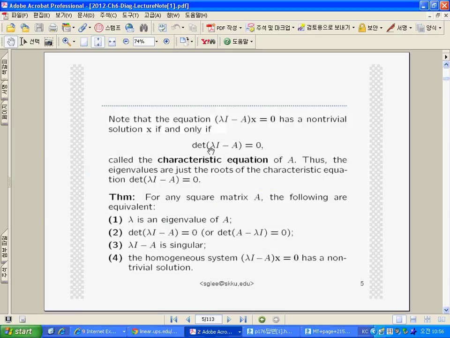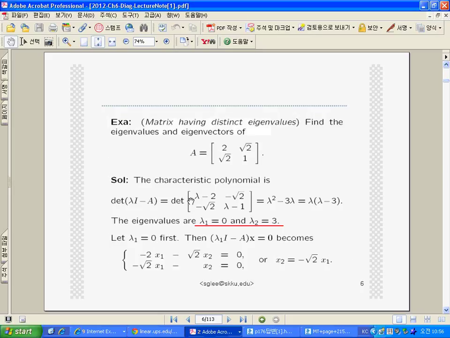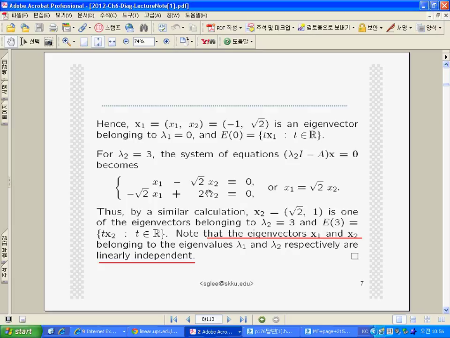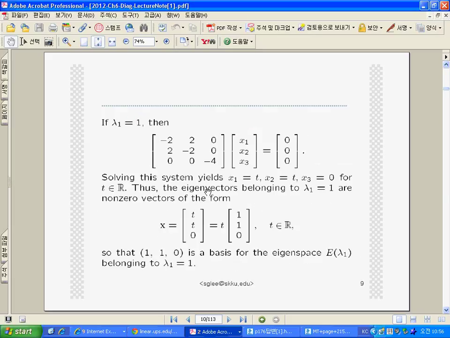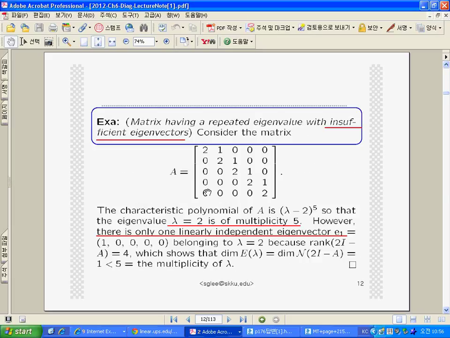This is called the characteristic equation, and these are the properties of eigenvalues. If lambda is an eigenvalue of A, then it satisfies this characteristic polynomial. Also, lambda I minus A is a singular matrix, and this homogeneous system has a non-trivial solution. There are some examples that you have seen already, and you know how to find them.